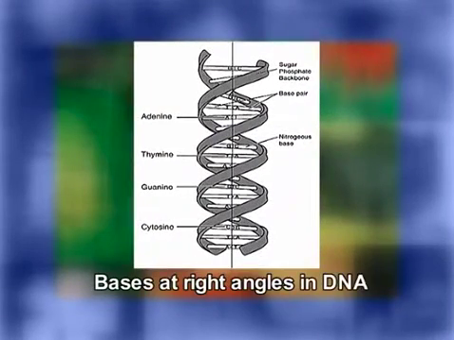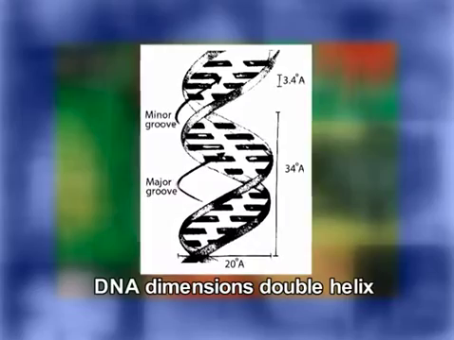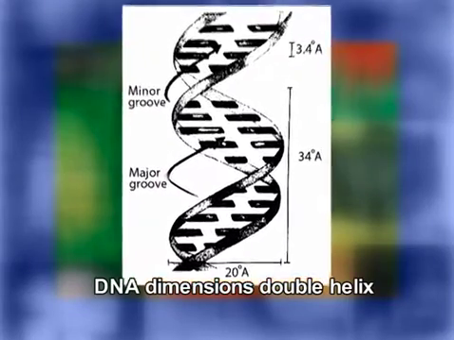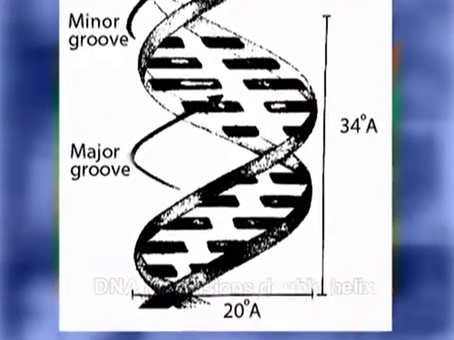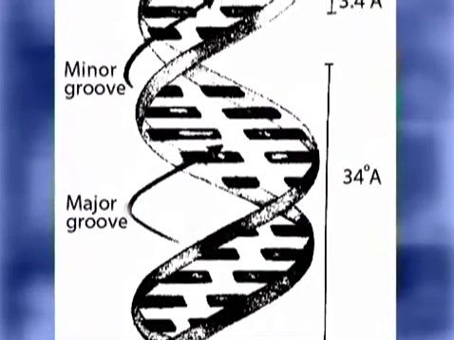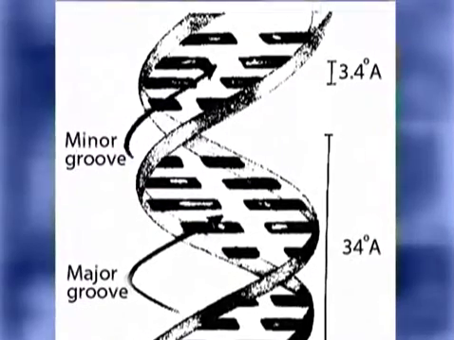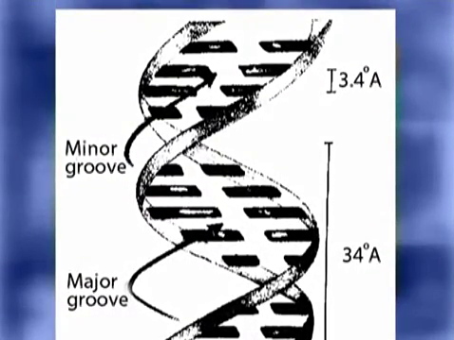Three, bases in the DNA double helix are set at right angles to the long axis. Four, the DNA double helix has a diameter of 20 angstroms and a pitch, that is one round, of about 34 angstroms. The distance between two base pairs is 3.4 angstroms and there are 10 base pairs in each turn.